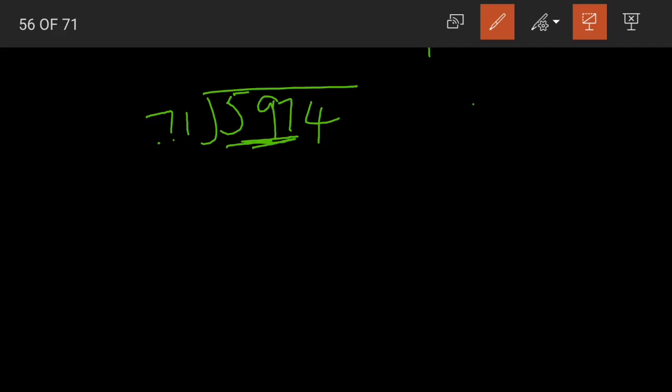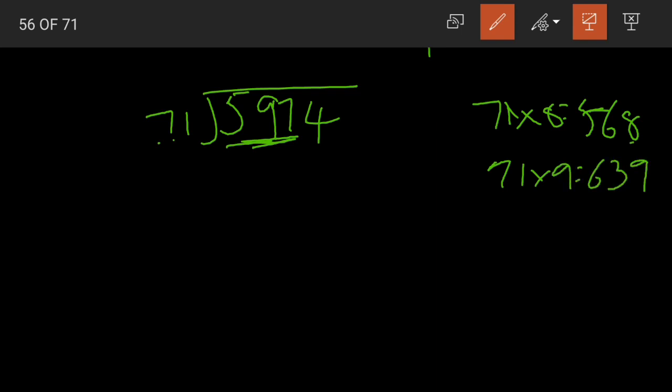If you look at 597, in the 71 table we have 71 8s are 568 and 71 9s are 639. Okay, so we do not have 597 in 71 table. It comes between these two. So which number should we go with? The smaller number. Yes, 71 8s are 568. So write 8 in the quotient and 568 below 597.